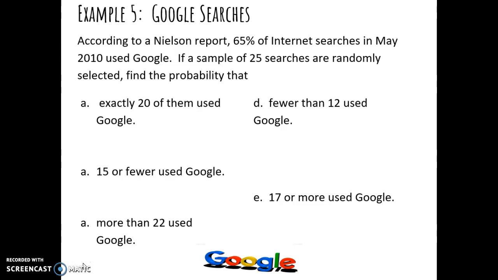If a sample of 25 searches is randomly selected, find the probability that, and then we have 5 different probabilities we want you to find. So pause the video, work through these. You can use your calculator, the binomial PDF or CDF functions, write out which function you're using and the numbers that you are entering in your calculator, and then unpause the video when you're finished to check your answers.